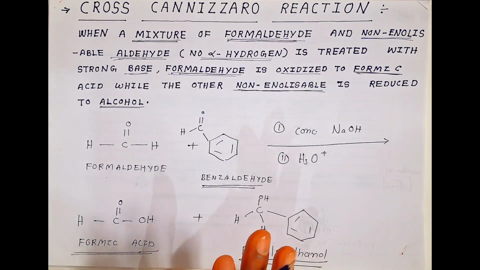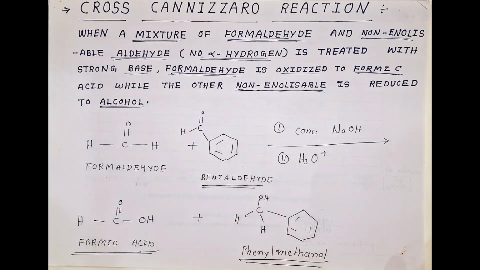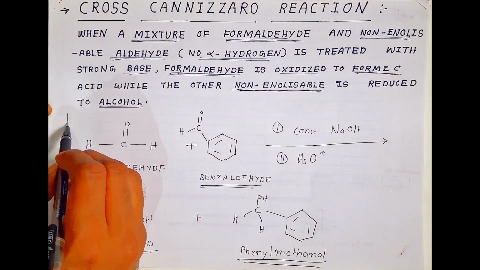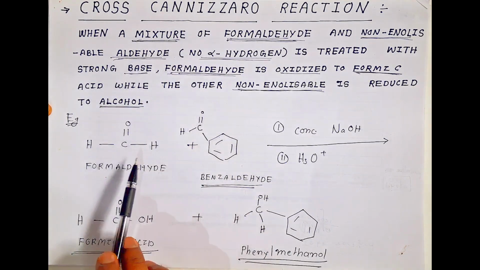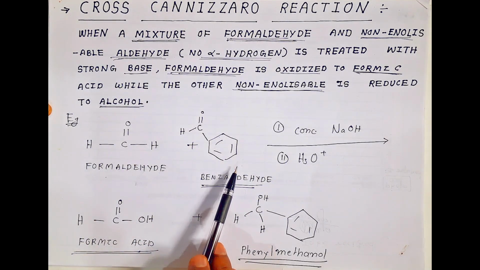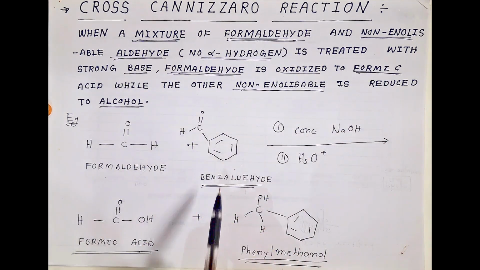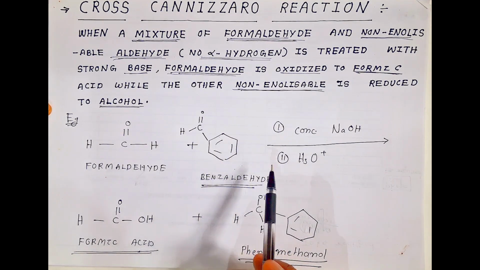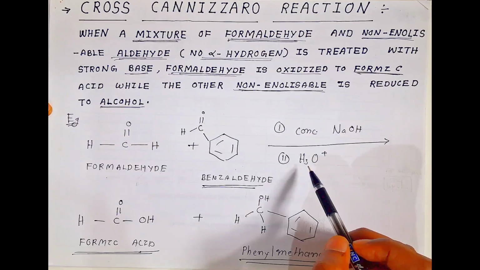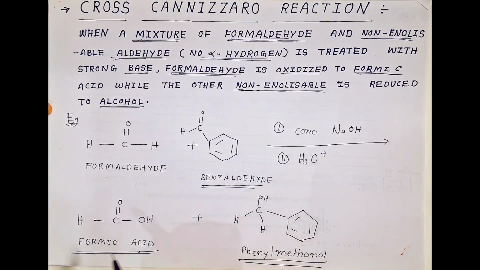Very important, students, for 2 marks they may ask in the board examination. So this way you have to represent the answer, students. You will get the full marks. This is the example, and if you know the example, students, you can write it in your own words. This is the mixture of formaldehyde and benzaldehyde. Benzaldehyde is not forming an enolate, so it is called a non-enolizable aldehyde. When treated with concentrated NaOH and acidified, students, you will form formic acid and phenyl methanol.